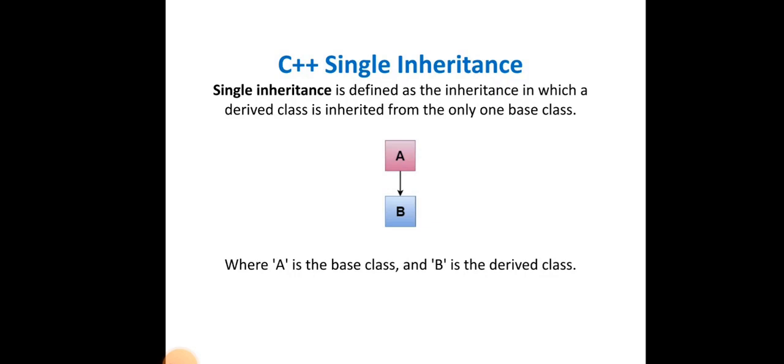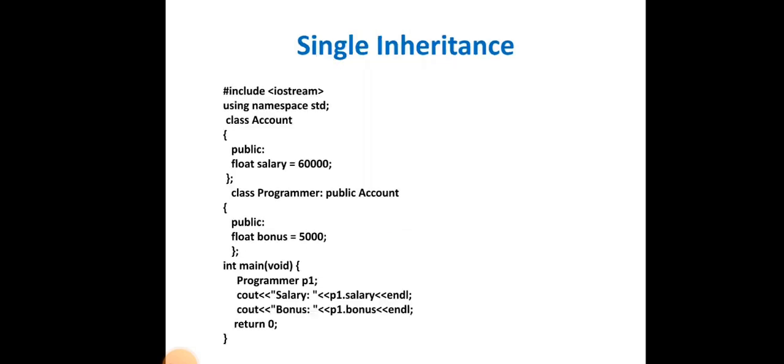Single inheritance is defined as an inheritance in which a derived class is inherited from only one base class. That is, suppose we have two classes, class A and class B. Class A is the base class and class B is the derived class. This mode of inheriting data from one base class to one derived class is called single inheritance.